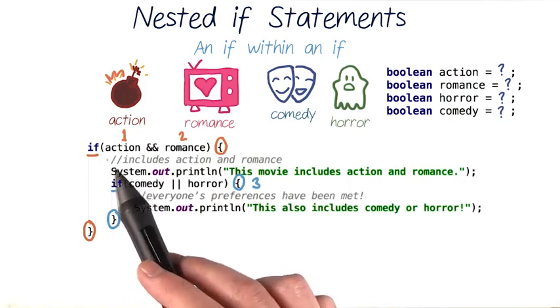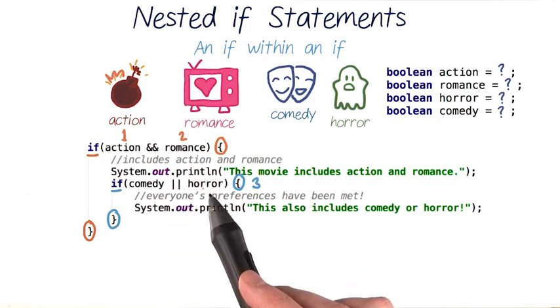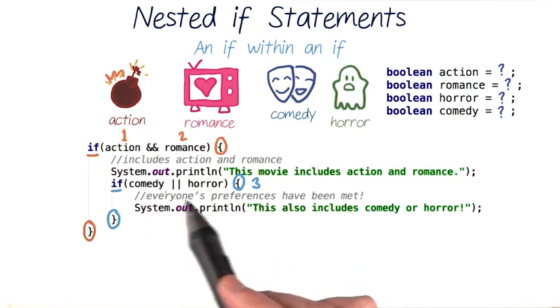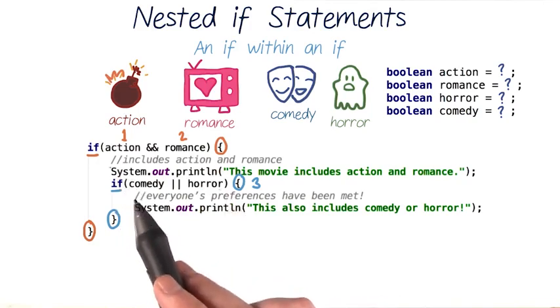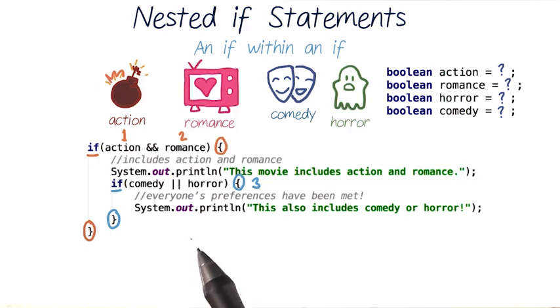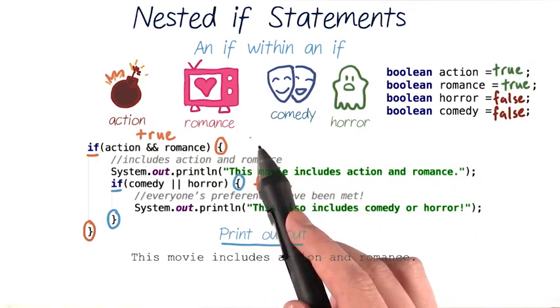Our outer if checks if a movie includes action and romance, and our inner if checks our third preference, whether there's comedy or horror. And the nested if has given us the ability to break up a long test condition. It also lets us add code that executes inside each if statement separately. With these values, we'll then look at our decision-making code line by line.